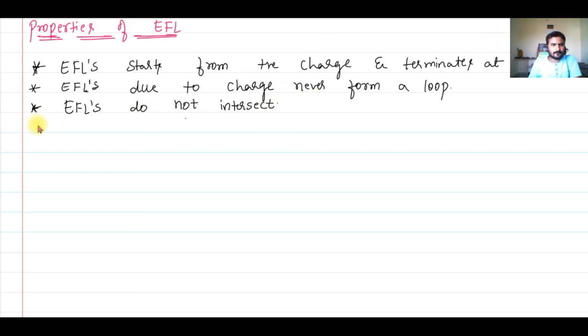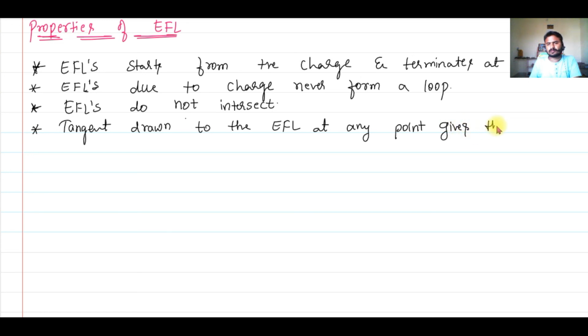Okay, all right. And then the fourth point is the tangent drawn to the electrical field line at any point gives the direction of the electrical field at that point. Okay, so these are some important properties.